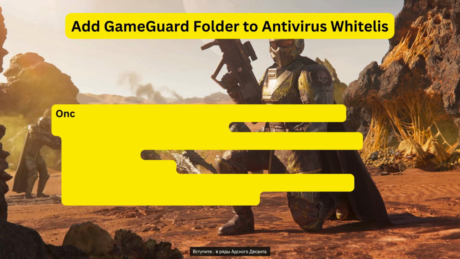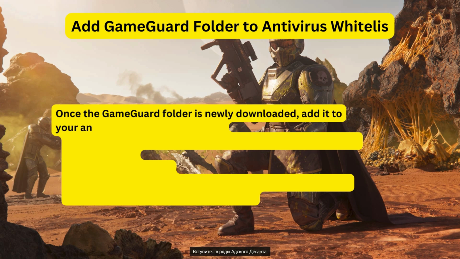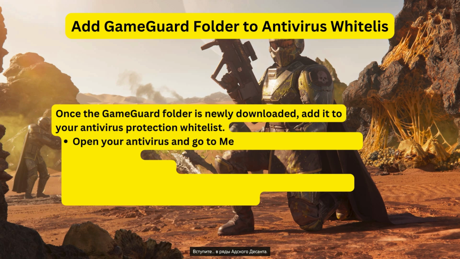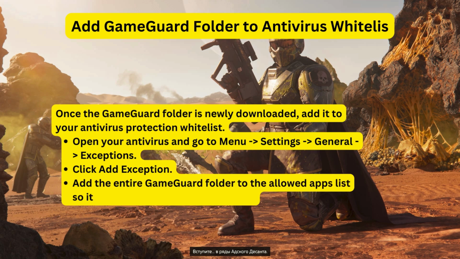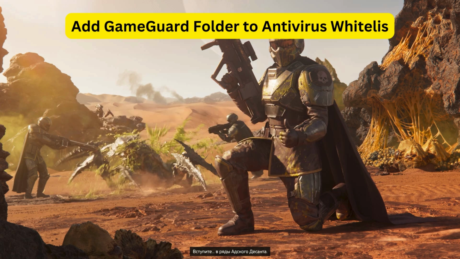Add the GameGuard folder to the antivirus allow list. Once your GameGuard folder is newly downloaded, add it to your antivirus protection allow list. Now open your antivirus and go to the menu settings, General, Exceptions. Click Add exception. Add the entire GameGuard folder to the allow list so it doesn't get changed by the antivirus.